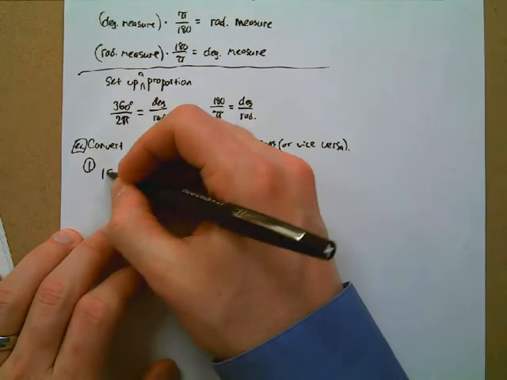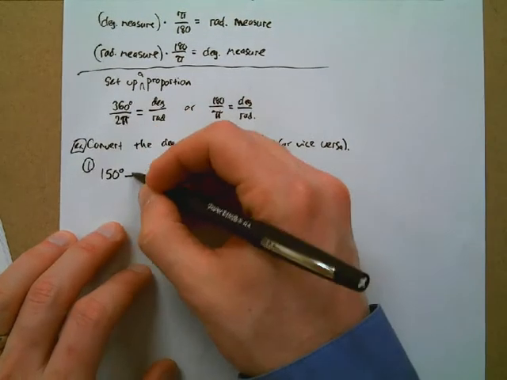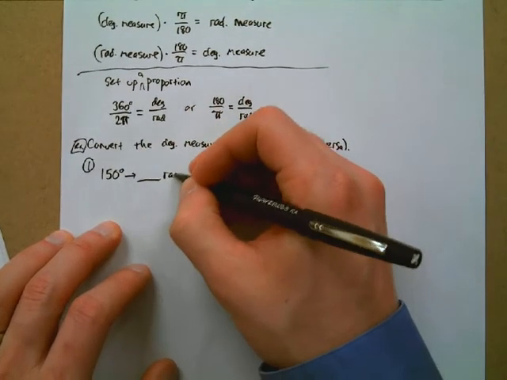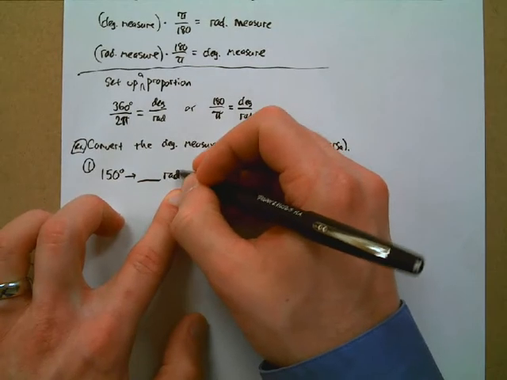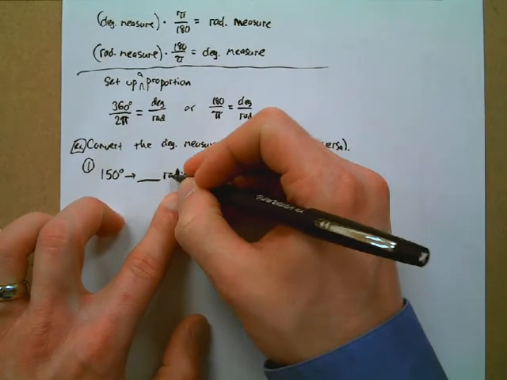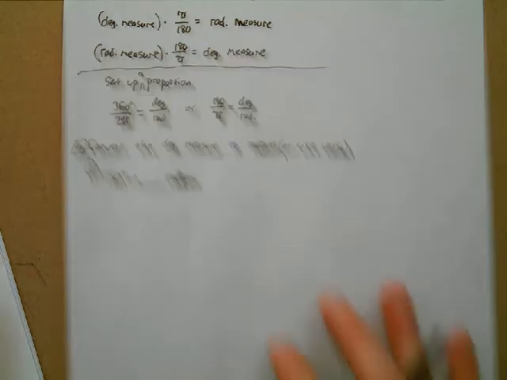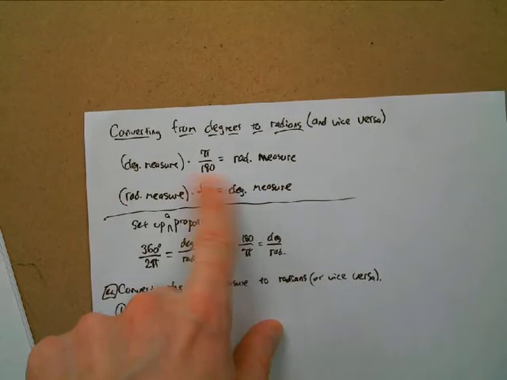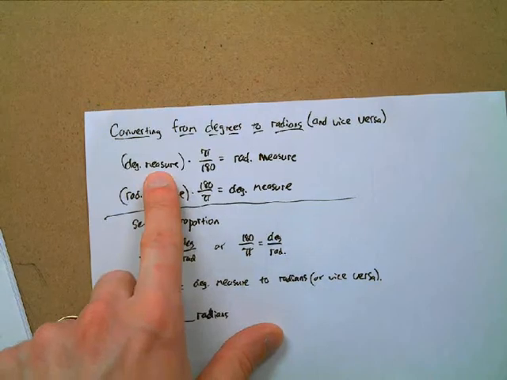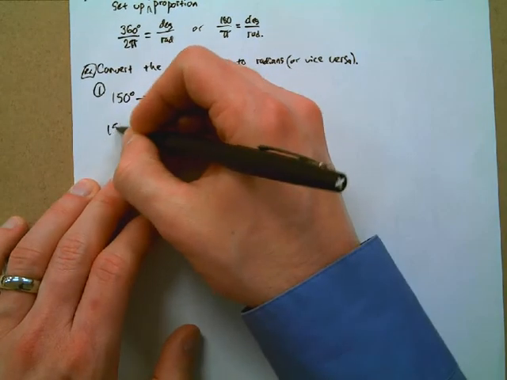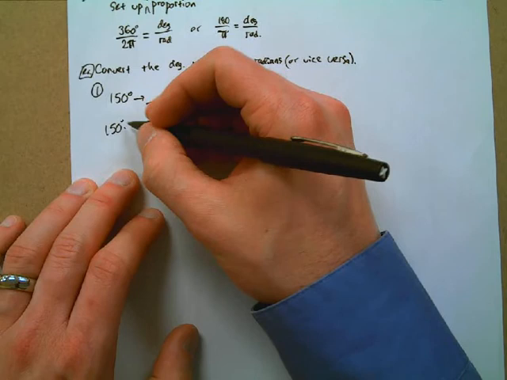We're taking a degree to a radian, so multiply by pi over 180. And that gives us 150 pi over 180. We want to simplify that fraction. So let's see, 150 and 180 divide by 10, so you get 15 pi over 18. And then 15 and 18, we can both divide by 3. So you get 5 pi over 6.